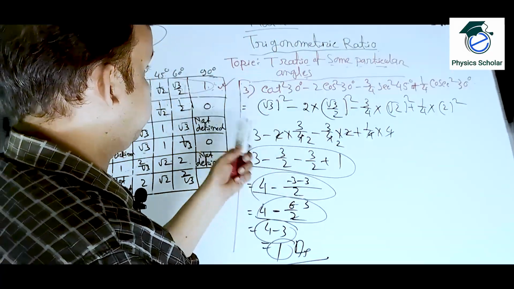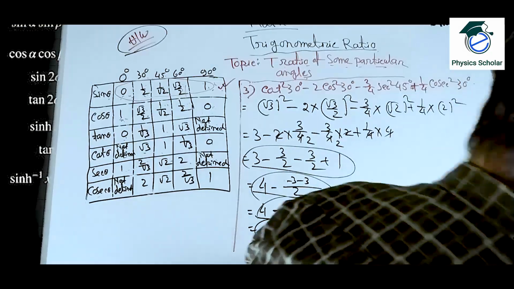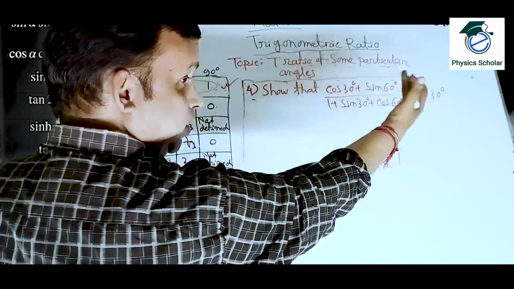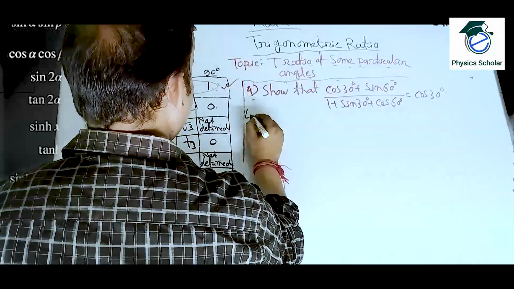So now let us move to the next one. So students, here it is sum number 4. We have to prove. Prove means the answer is given. Clear? So now the left hand side.